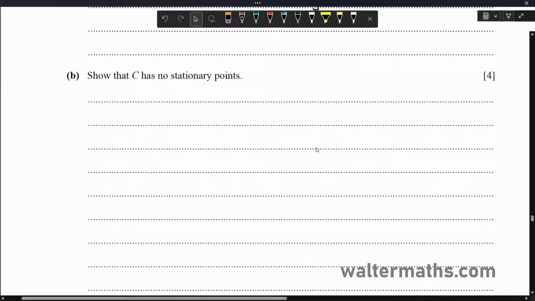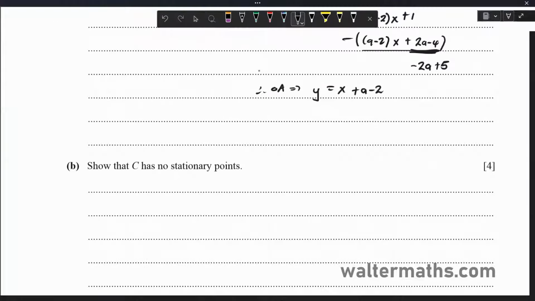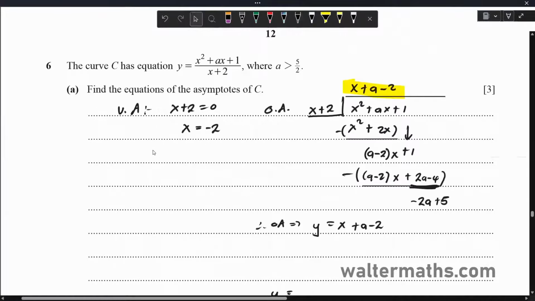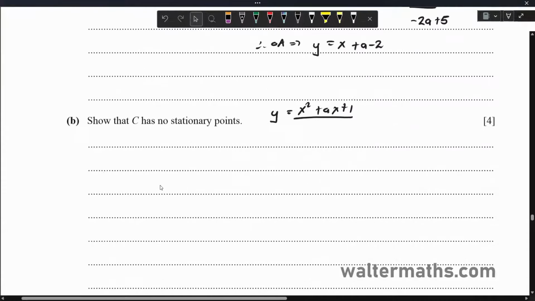Now on part B, they say, show that C has no stationary points. We have the original equation, and we know that to find stationary points, we do differentiation. Since y is equal to x squared plus ax plus 1 over x plus 2, we will find dy by dx, because at the stationary point dy by dx is equal to 0.